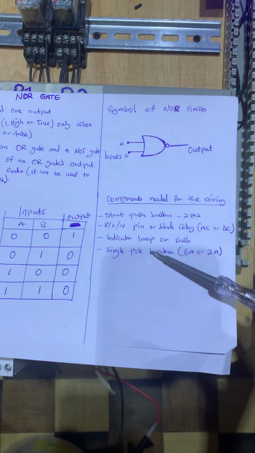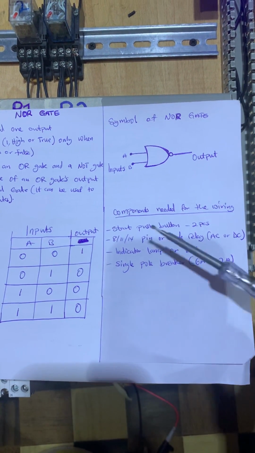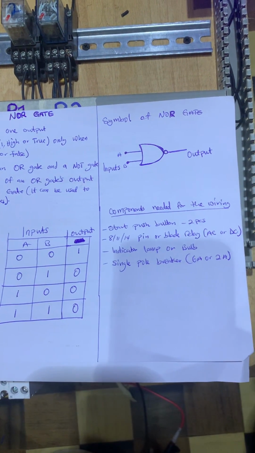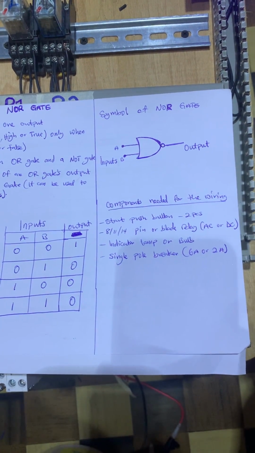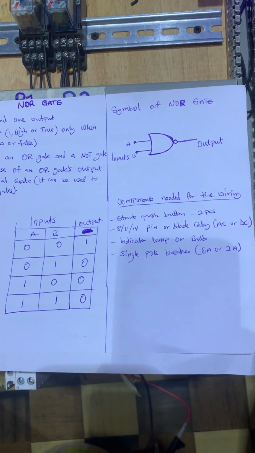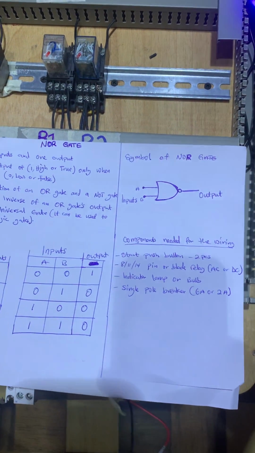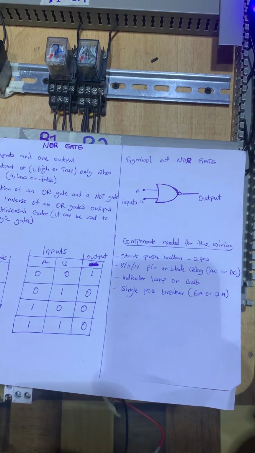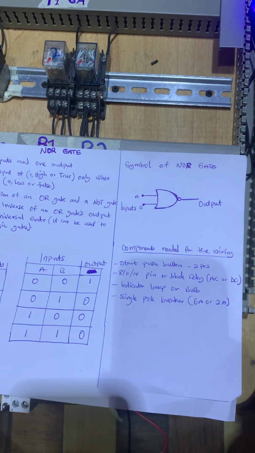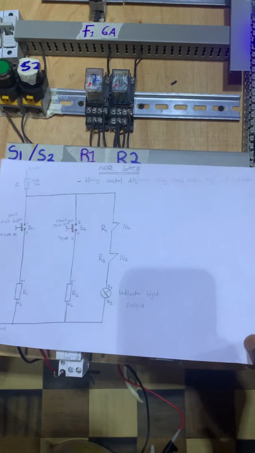But now let's see the components needed for the wiring. We use start push buttons, 2 pieces, 8 pin, 14 pin, or 11 pin blade relay. It can be either DC voltage or AC voltage. We will use an indicator, but you can still use a bulb if you have one, and a single pole breaker with a current rating of 6 amps or 2 amps. Now let's watch the diagram.